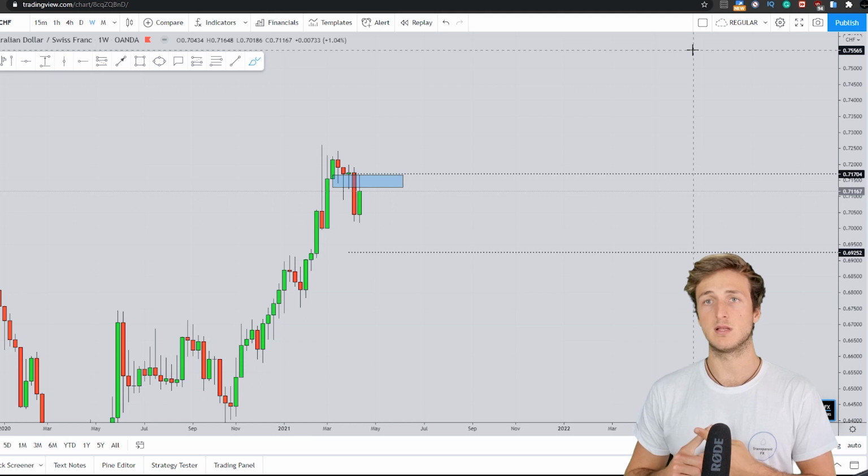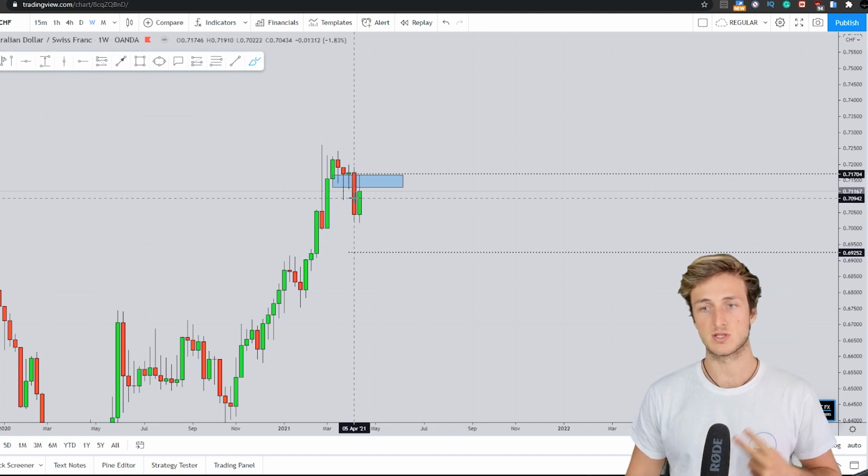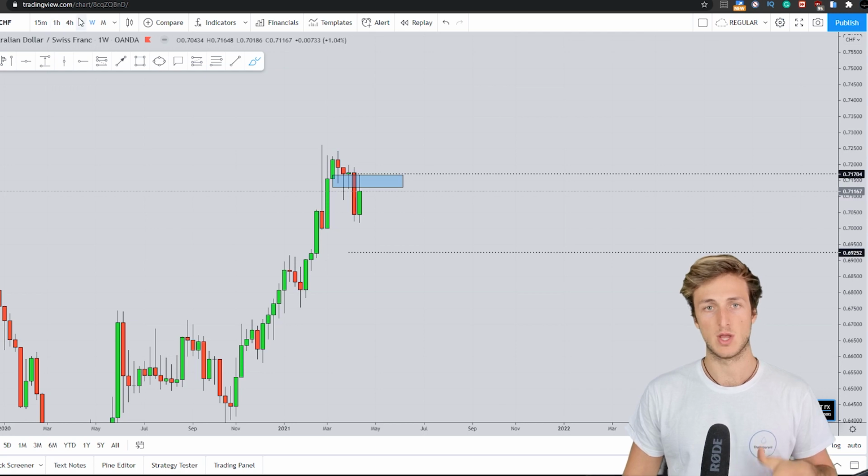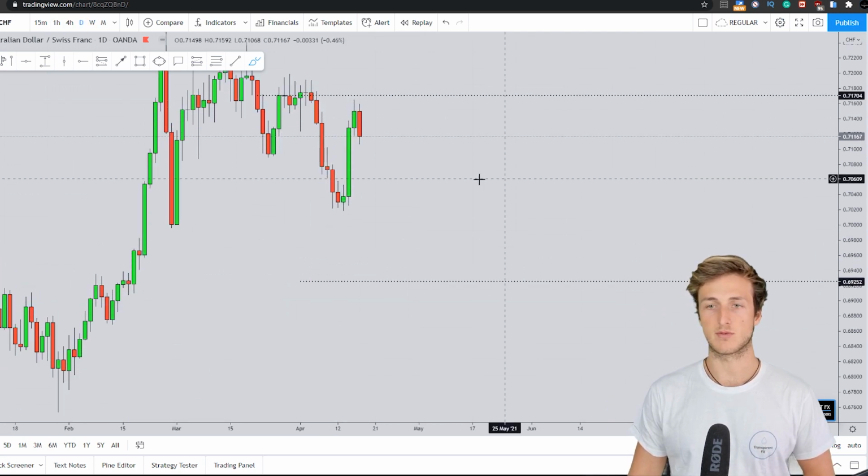So at the moment on the monthly, the market seems overextended to the upside and in need of a retracement. And on the weekly, we're testing previous support turn resistance, and we do expect the market to provide a rejection to the downside. Going down on the daily time frame, what do we have?